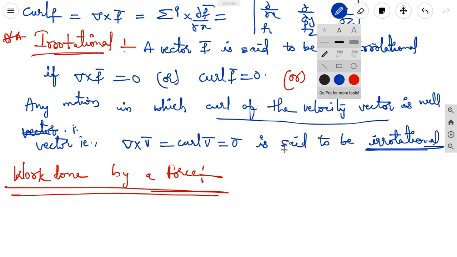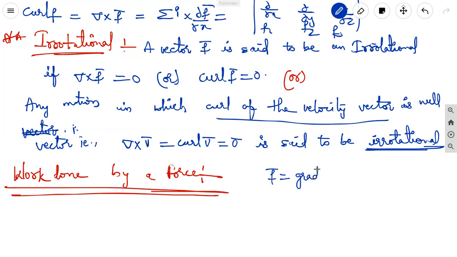Here, if f vector is irrotational, then there always exists a scalar point function phi. That is, f vector is nothing but grad phi. When f vector satisfies the irrotational condition, then there exists a scalar function phi that satisfies the relation grad phi is equal to f vector. Here phi is said to be the scalar potential of f vector.